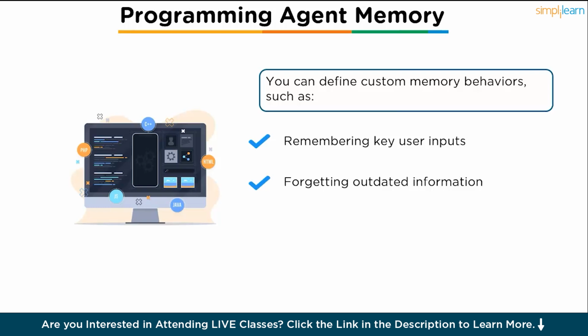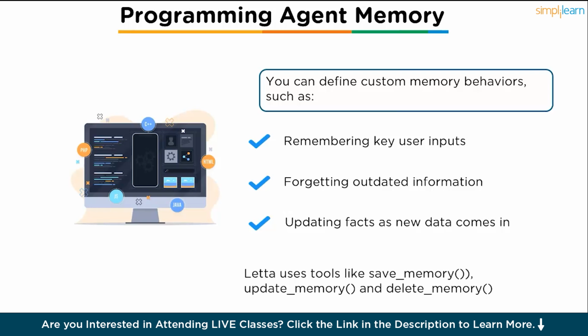When data becomes irrelevant or incorrect, memory can be cleared to maintain accuracy. Then we have updating of facts dynamically. Agents revise their memory in real time as new data comes in, ensuring their knowledge remains current. Developers use tools such as save memory, update memory, and delete memory to implement these functionalities. This level of customization ensures agents are adaptive, efficient, and reliable in long-term application.